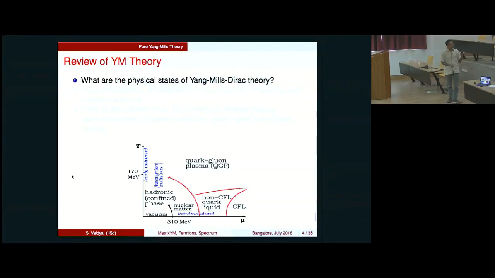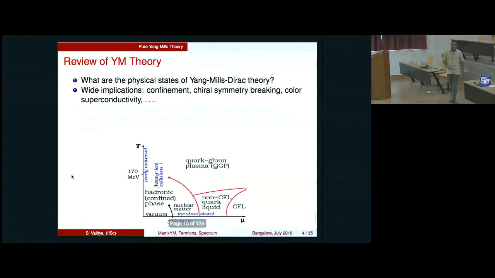I think the vast majority of this audience, maybe all of this audience, is interested in the question of what the physical states of Yang-Mills-Dirac theory are. The reason we are interested in this is very well known. It has wide implications for questions of confinement, chiral symmetry breaking, and color superconductivity, just to name a few.